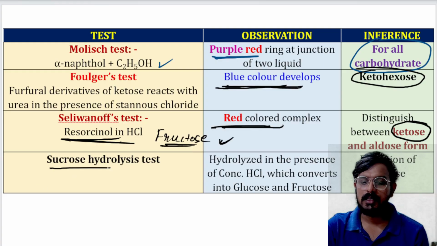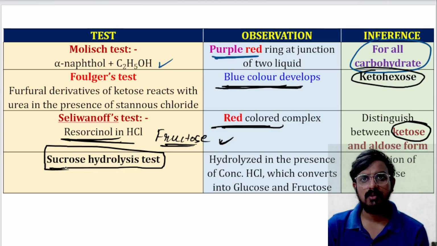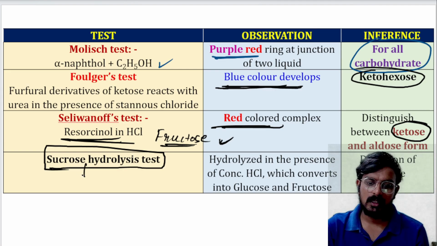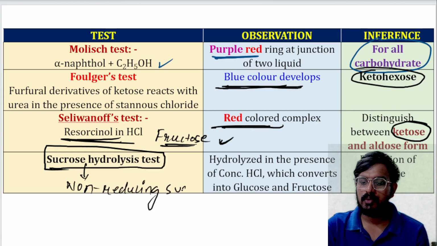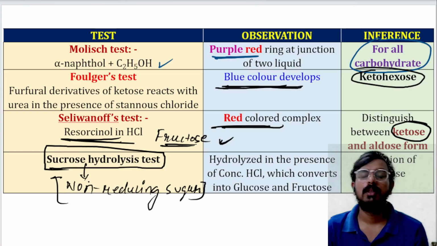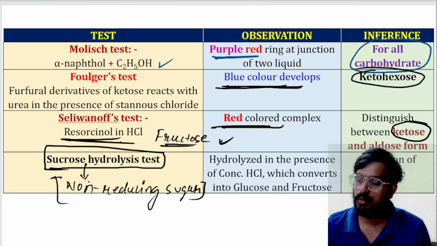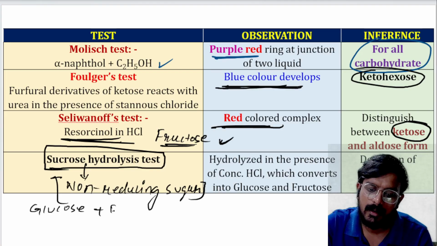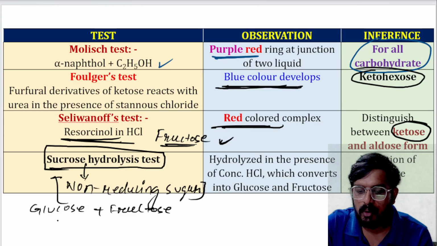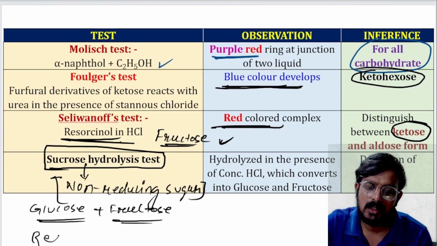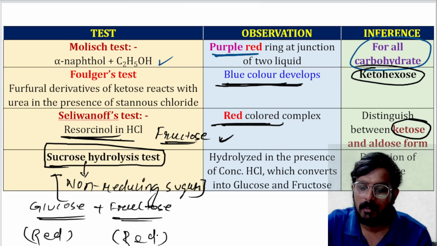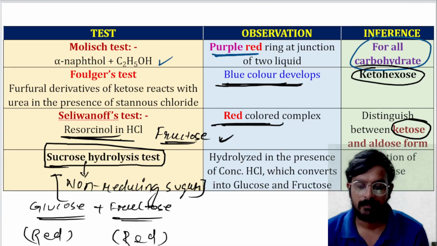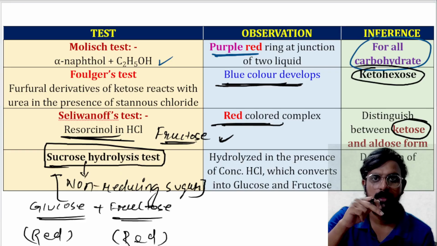Next is the sucrose hydrolase test. So you know, sucrose is a reducing sugar or non-reducing sugar? Who can answer? Sucrose is a non-reducing sugar. One question I can ask you: sucrose is basically made from glucose and fructose. All of you know about it. Glucose is a reducing sugar, fructose is also a reducing sugar. But why is sucrose not a reducing sugar? Please answer in the comment box.